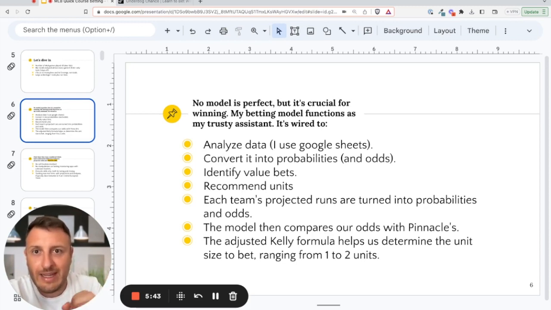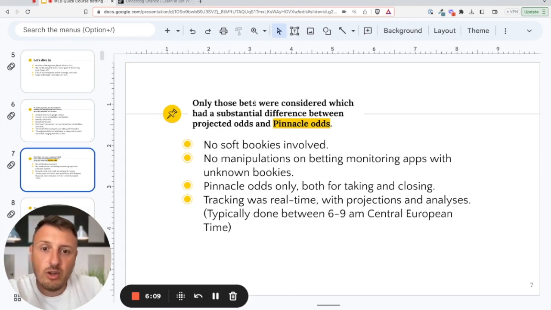So if I get a number which is smaller than one, then this was not qualified, which means that there was simply not enough value, and the discrepancy between my projected odds and bookmakers' odds was simply too small. Okay, because I know that no betting model is perfect. All betting models are wrong, and this is why I look for the discrepancies. Only those bets were considered which had a substantial difference between projected odds and Pinnacle odds.